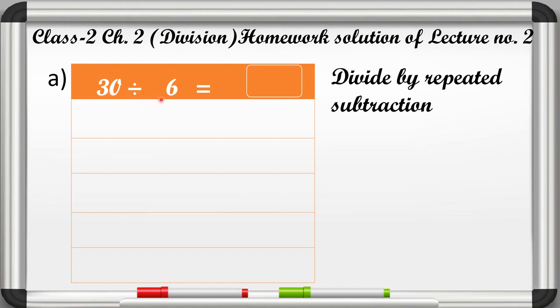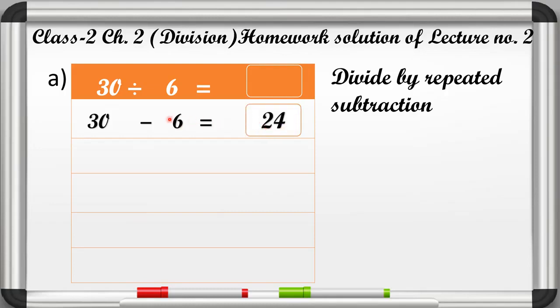Hum sabse pehle 6 ko 30 mein se minus karenge. So here we will write 30 minus 6. So keep 30 in your mind and 6 on your fingers. Let's start backward counting. Jab bhi hum minus karte hain beta, we have to start with backward counting. So let's start. 29, 28, 27, 26, 25, 24. So our answer is 24. Here we will write 24.